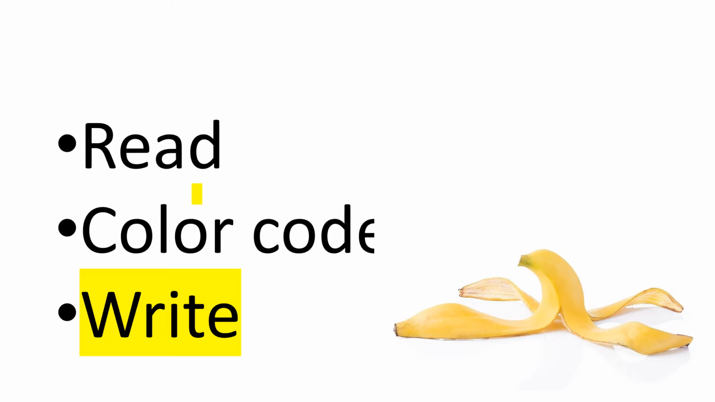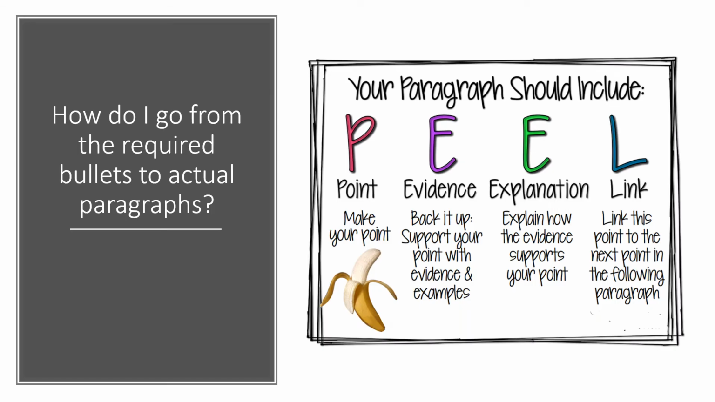At this point, we've read and we've color-coded, and now it's time to write. You'll notice I have a picture of a banana peel, because when you go to write these body paragraphs, you're going to focus on a banana peel. The word peel stands for making your point, backing it up with evidence that comes right from the primary source document you're using, explaining how the document or the evidence supports the point, and then link the point to the next point in the following paragraph. But how exactly do you go from these required bullets that are in your task to the actual paragraphs? Well, let's take a look at a paragraph and see how this peel method works.